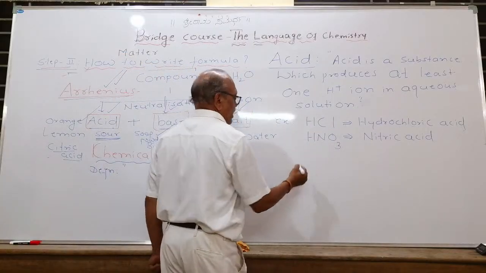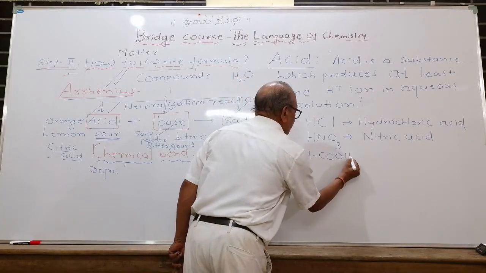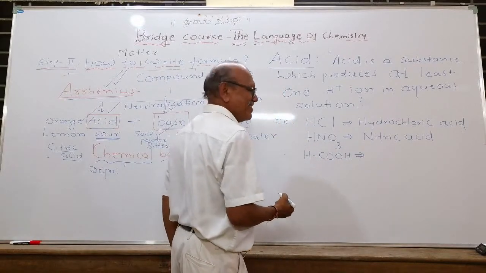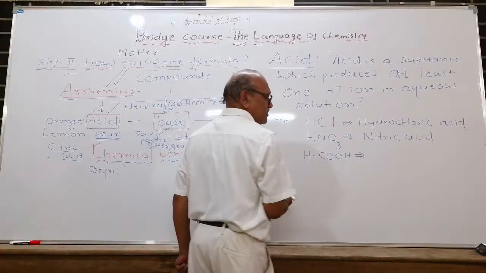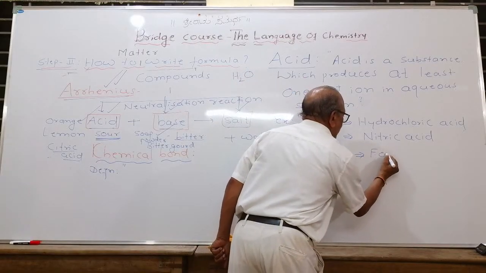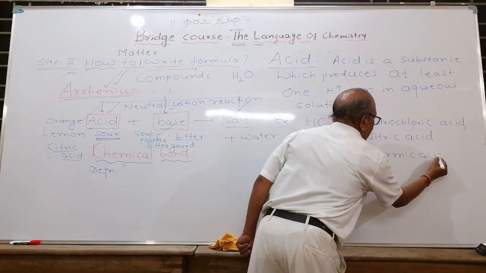I will write some organic acids. Can you identify this HCOOH? It is an organic acid. Anybody knows the name of it? Its name is formic acid. Later in organic chemistry you will be learning.